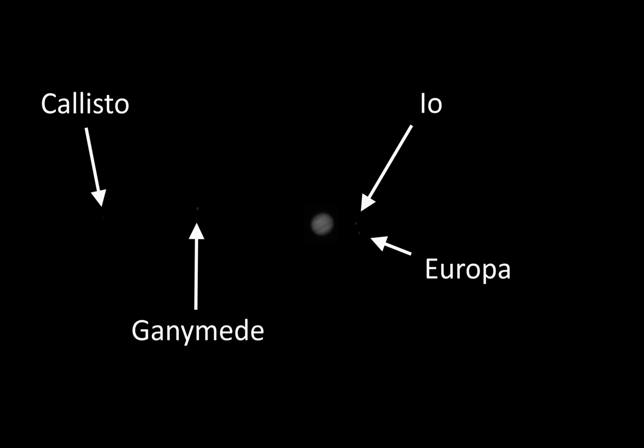Finally, here is a diagram of all the moons in relation to Jupiter. As you can see, Io and Europa are on the right, and Ganymede and Callisto on the left.